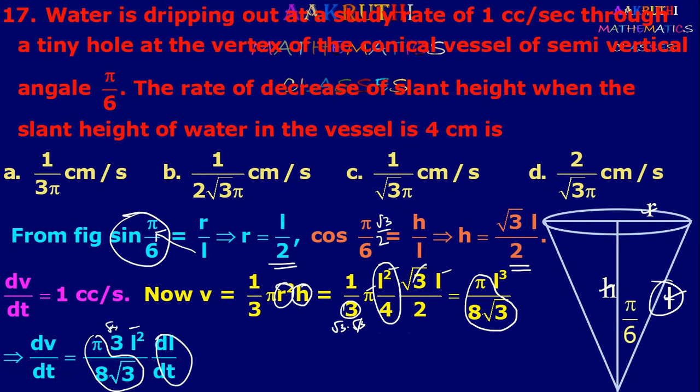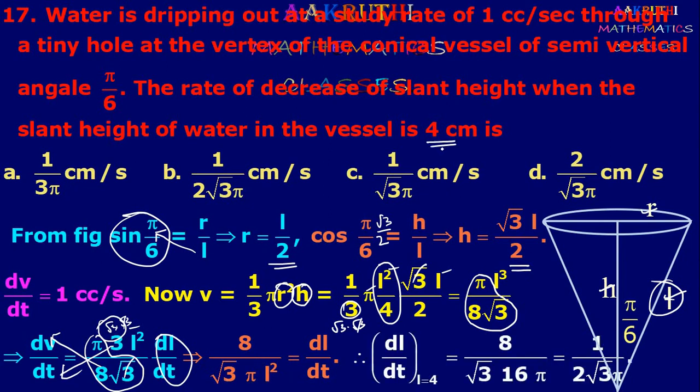Now here 3 can be written as root 3 into root 3, so 1 root 3 gets cancelled. Therefore dL by dt is 8 divided by root 3 by L square. So taking this 8 to the numerator and 3L square and root 3 to the denominator, we get 8 divided by root 3 pi L square. So that is dL by dt. So dL by dt is 8 divided by root 3 pi L square.